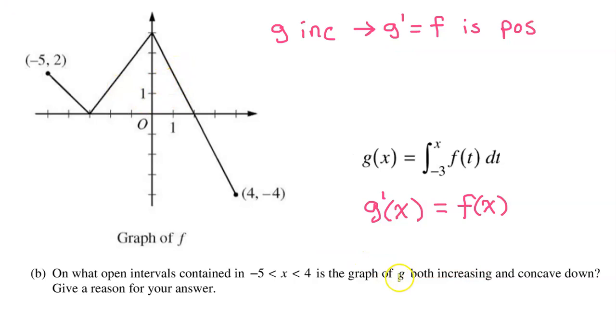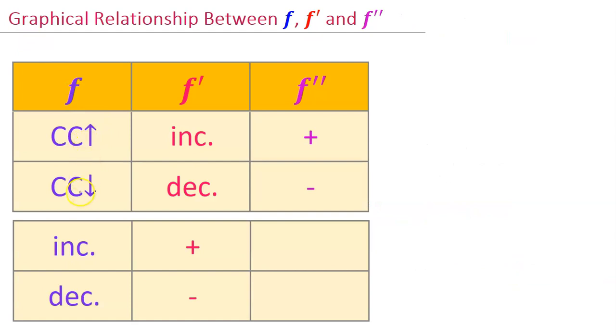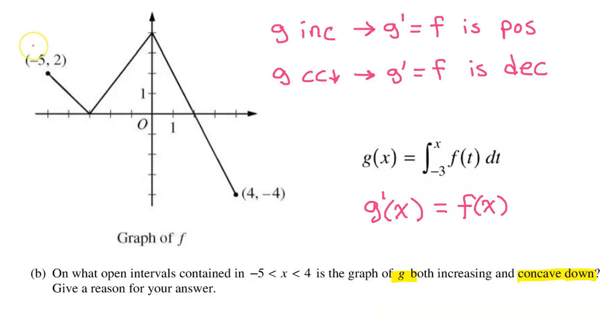We are also looking for an interval where g is concave down. First semester we learned that g will be concave down when g prime is decreasing. So we are looking for an interval where g prime, which equals f, is decreasing. In other words, where is g prime, which equals f, positive and decreasing?